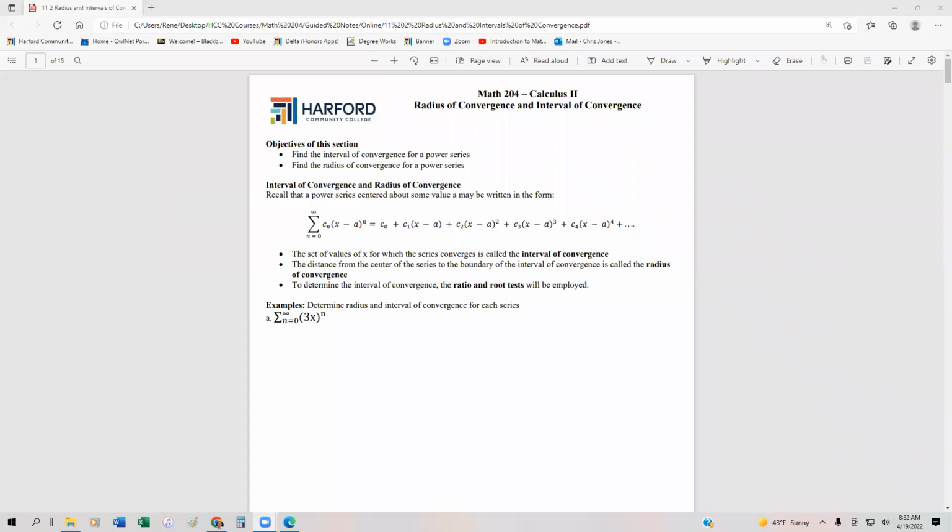In this section, we're going to take a look at the radius of convergence and the interval of convergence for a power series. And the first thing we need to do is define what the interval and radius of convergence are. We recall that a power series is essentially a polynomial. It looks like this: the series from n equals 0 to infinity, c sub n, where c sub n is some arbitrary coefficient, times (x minus a) to the n, and it's centered about a.